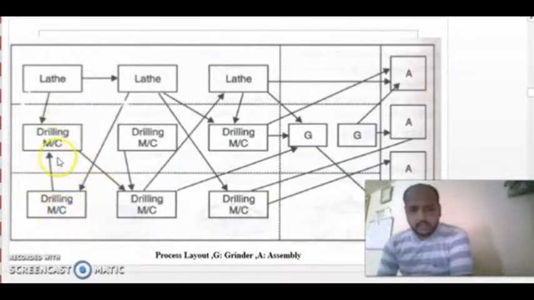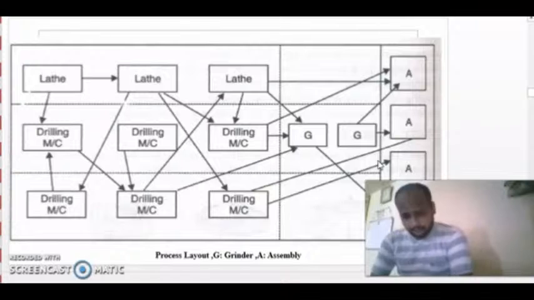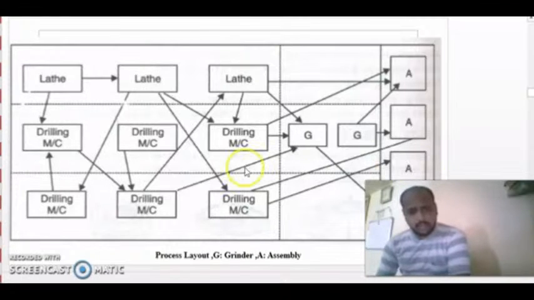Similarly, if you consider use of this lathe machine, then components travel to this drilling machine, from this drilling machine to this drilling machine, then it goes to grinder, and then it goes to assembly. So the arrangement of machines is so complicated, and the traveling time of the component is making loss of time in the manufacturing process, and it results in reducing the production rate. This is a process layout.